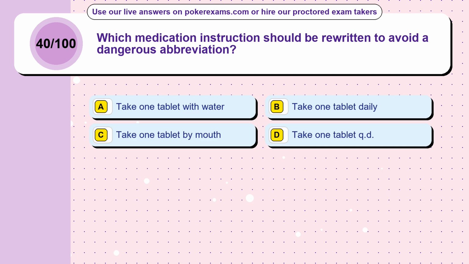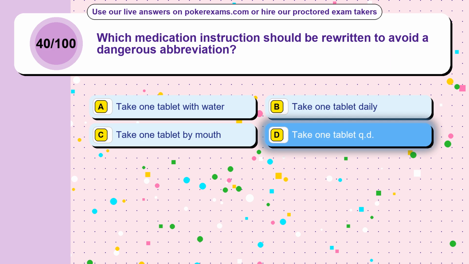Question 40. Which medication instruction should be rewritten to avoid a dangerous abbreviation? Option A, take 1 tablet with water. Option B, take 1 tablet daily. Option C, take 1 tablet by mouth. Option D, take 1 tablet QD.